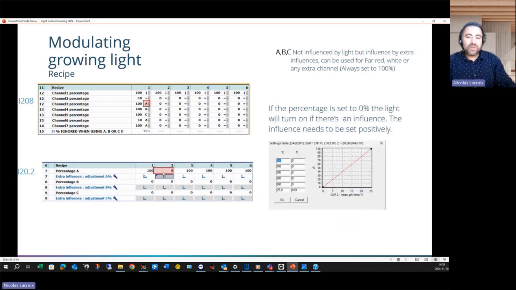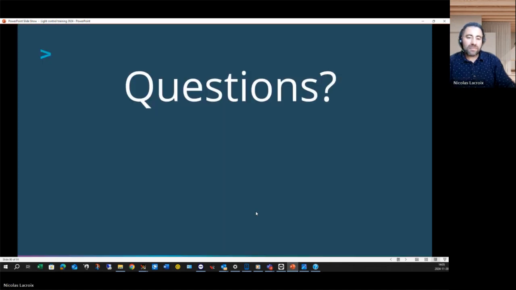If you set that number to 0, then the light will be off at the beginning if there's no influence, and the influence needs to be set positively. So as my temperature increases, I increase my light percentage. Any question about that? About recipe or light? I will show you on the demo how you adjust that.